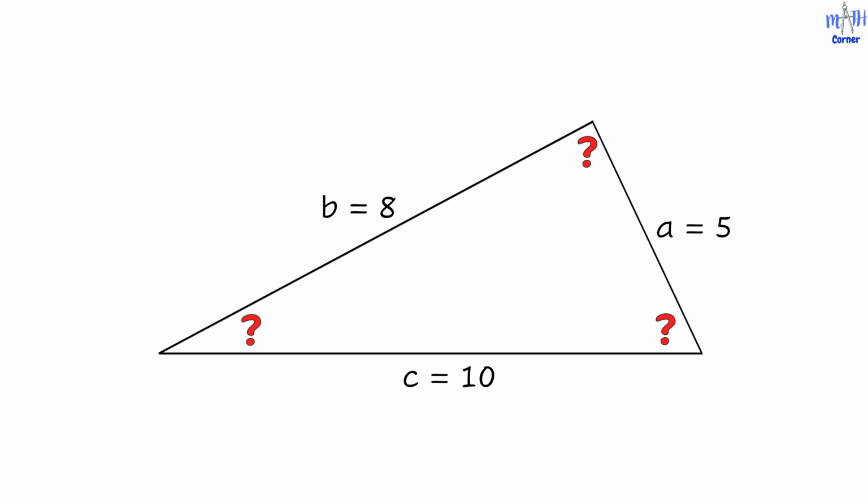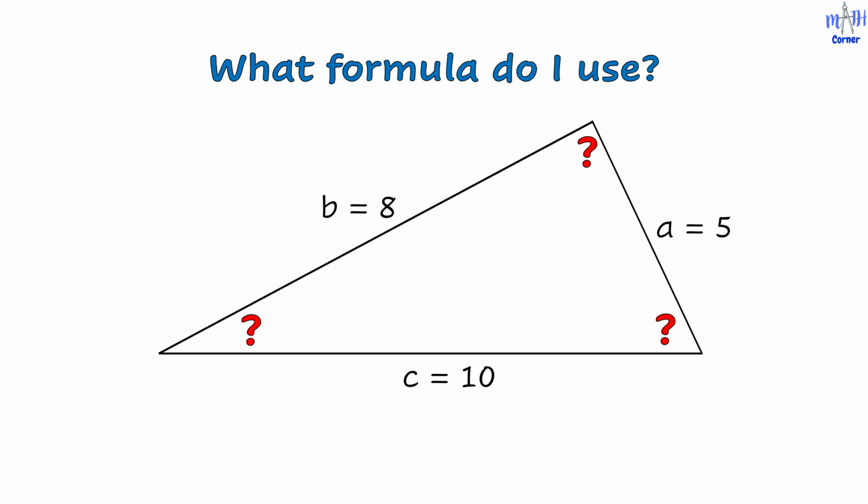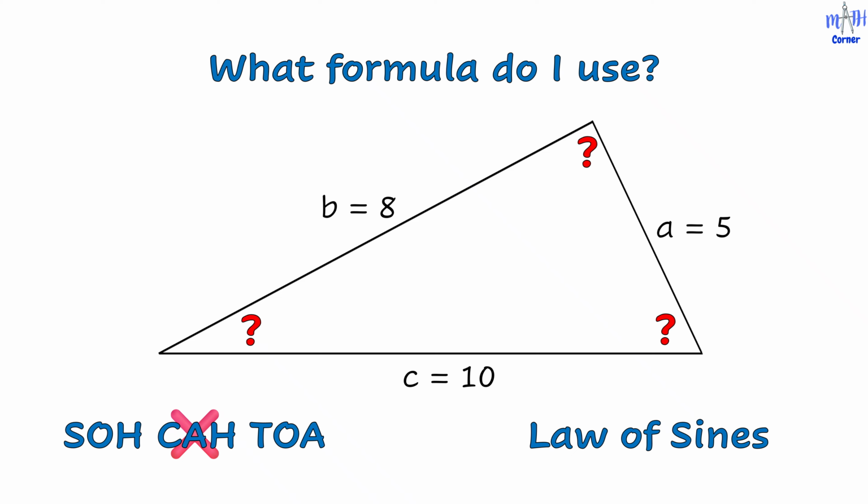You are given all three sides of a triangle. But none of the angles are given. Most students get stuck here. Should you use SSS? Should you use the law of sines?